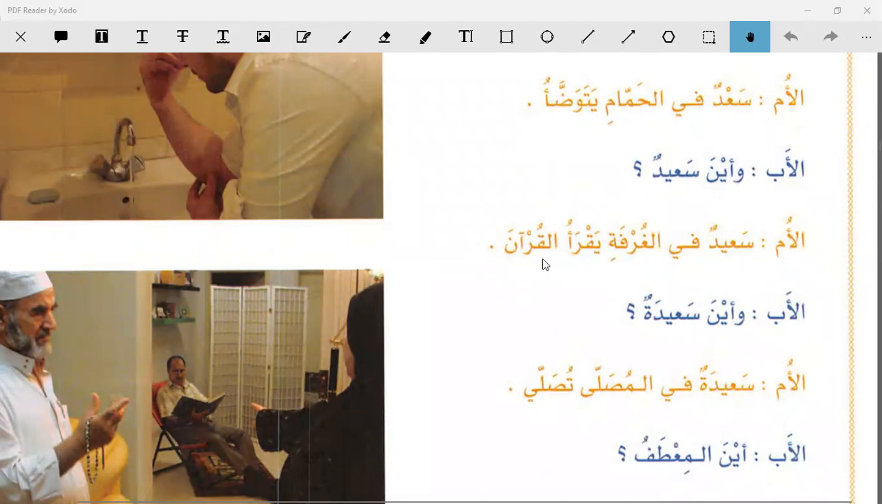Sa'id fil ghurfati yakra'u al-Qur'an. Sa'id is in the room. He is reading Quran. So yakra'u means he is reading.